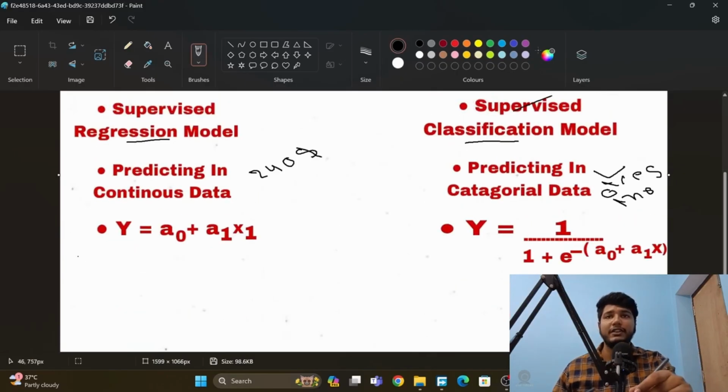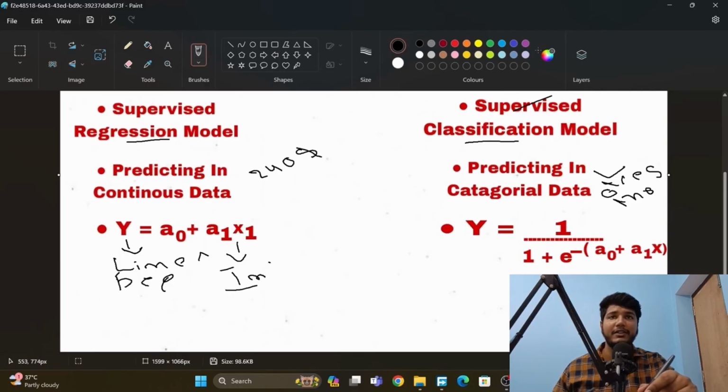Okay. So the equation of linear regression is this. Here, y is equal to a0 plus a1 x1, where y is the dependent variable and x is the independent variable. Y is the variable which we are predicting on the basis of x, which is the independent variable. And a0 is the intercept of the line, which means if the x value is equal to 0, what will be the value of y? And we show it in a graph like this, okay?